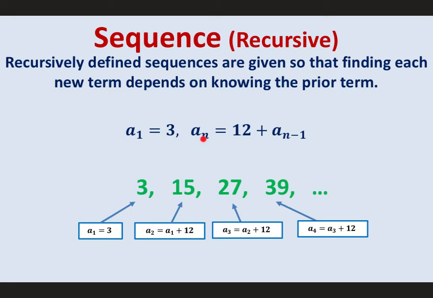So this is the nth term. This is the nth minus 1. So it's 1 before the nth term. So if this was A7, this would be A7 minus 1, which is A6. You would use the 6th term. You would add 12 to get the 7th term.